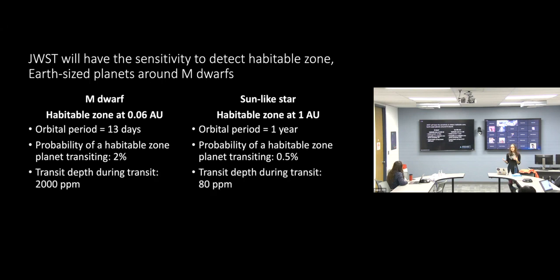And then finally, because M dwarfs are smaller, the signal size that we see in transit is just much bigger for an M dwarf than for a sun-like star. It's just a lot easier to see a small rocky planet going in front of a small M dwarf than in front of a big sun-like star.